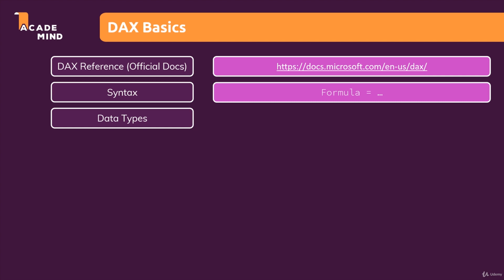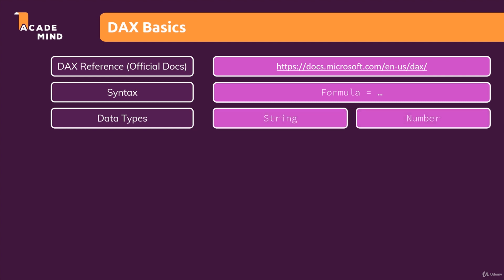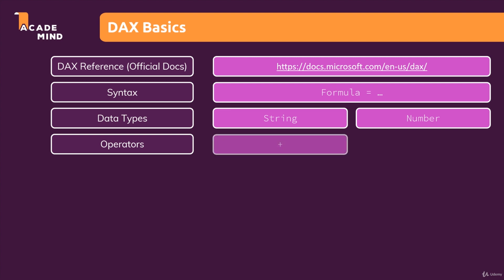Besides that, we will have a look at data types, of course. Data types would be a string or a number, just to give you two examples here. So these are the data types you can work with in DAX. Besides that, we have operators. Operators allow us to interact with the different parts in our DAX formula, for example, a plus or a minus. If you want to add something or subtract something, well, then you have to use operators.